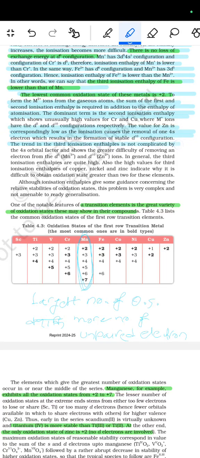This trend in the third ionization enthalpy is not complicated by the 4s orbital factor, and so there is greater difficulty in removing an electron from the d5 Mn2+ and the d10 Zn2+ ions. In general, the third ionization enthalpies are quite high. Also, the high values for the third ionization enthalpy of copper, nickel and zinc indicate why it is difficult to obtain an oxidation state greater than 2 for these elements. Although ionization enthalpy gives some guidance concerning the relative stability of oxidation states, this problem is very complex and not amenable to ready generalization.